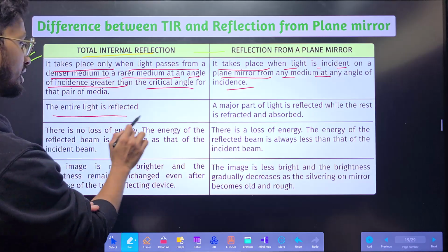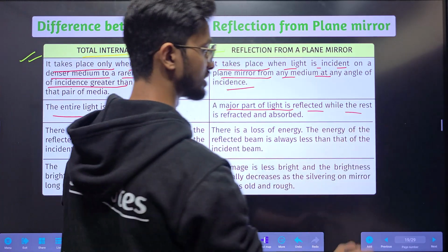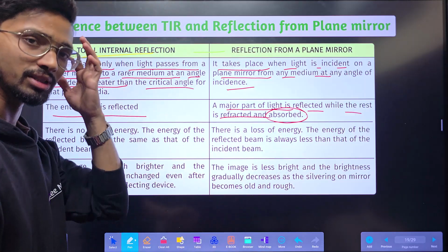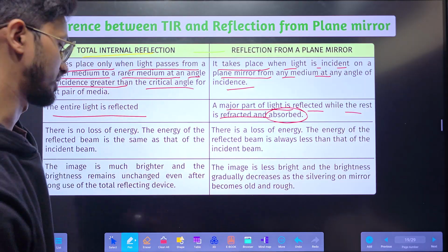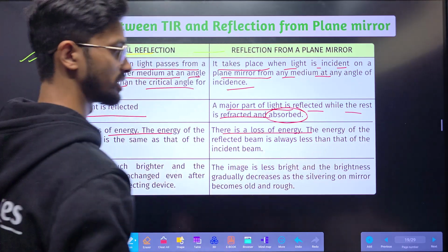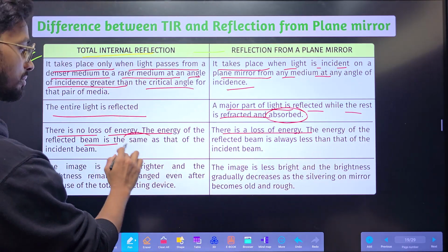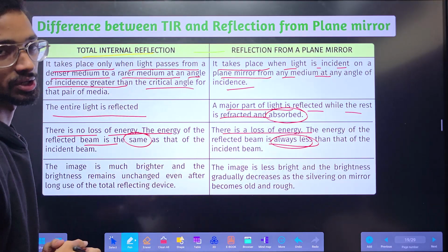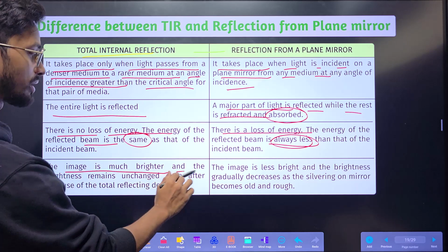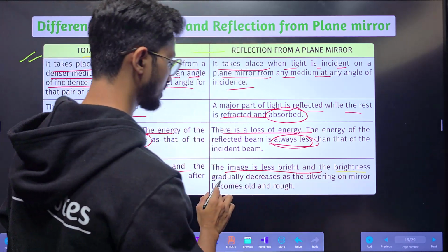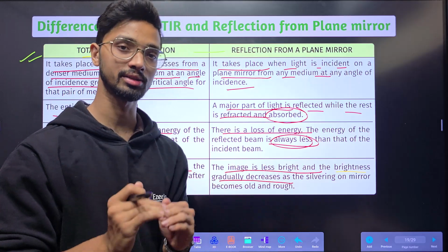Next, in TIR the entire light is reflected. In a plane mirror, the major part of light is reflected, while the rest is refracted and absorbed. Some is refracted, some is absorbed. Here entire light will be reflected. There is no loss of energy. Here there is a loss of energy. In TIR the energy will be the same. Here the energy will always be less than the initial energy. In TIR the image is much brighter and the brightness remains unchanged. But here the image is less bright and the brightness gradually decreases.